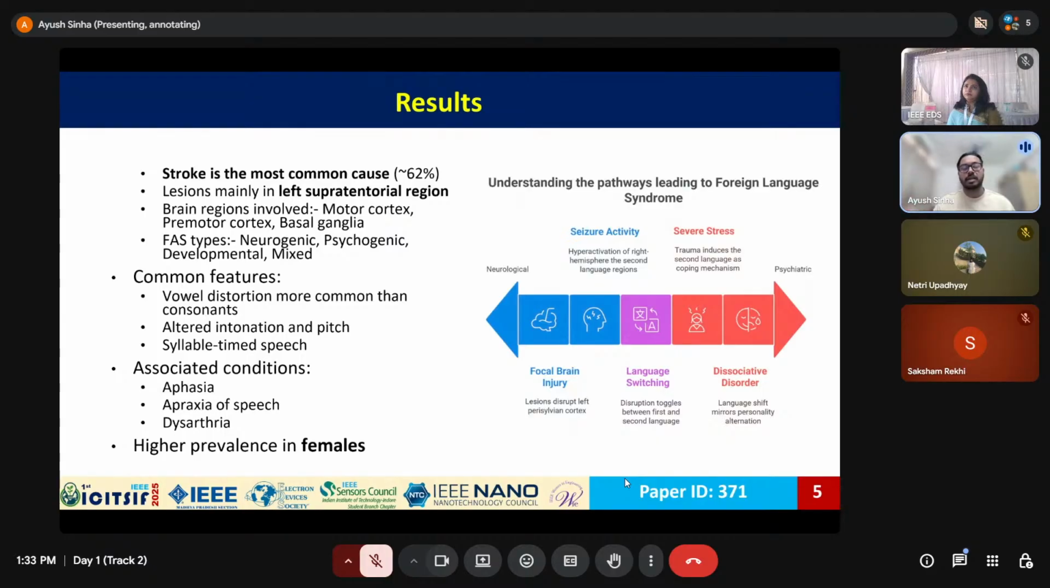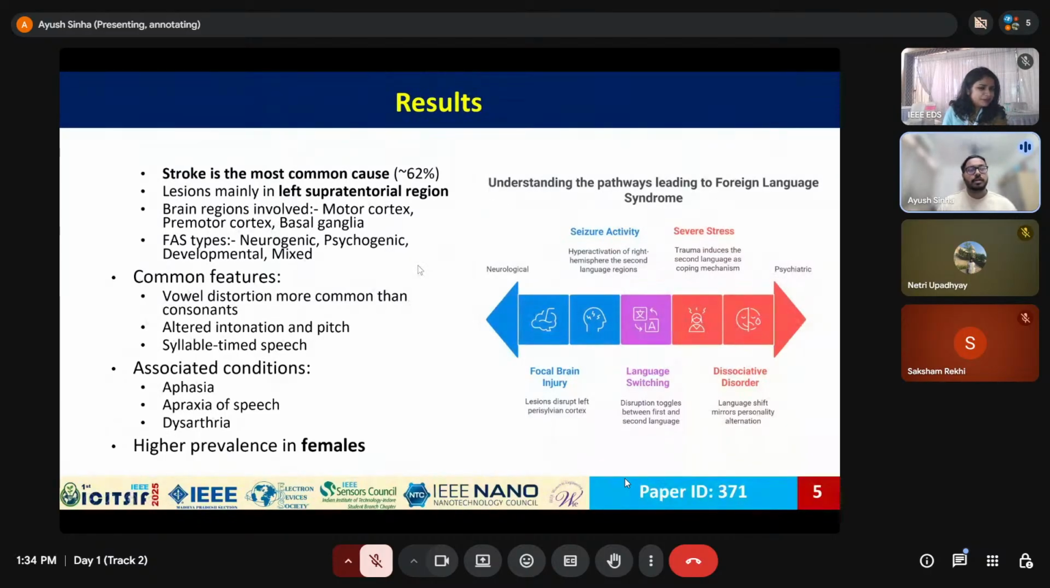In the diagram next to it, we can see that basically the development goes into 2 different sites: neurological and psychiatric. Neurological is from the focal brain injury the patient has suffered, and the psychiatric is from dissociative disorder, where the language shift is there and the person mirrors some other personality of the patient. And for the clinical insights, in cases of brain injury, seizure activity is present in the patient, and for dissociative disorders to develop, severe stress and change in environment of the person is primarily responsible.